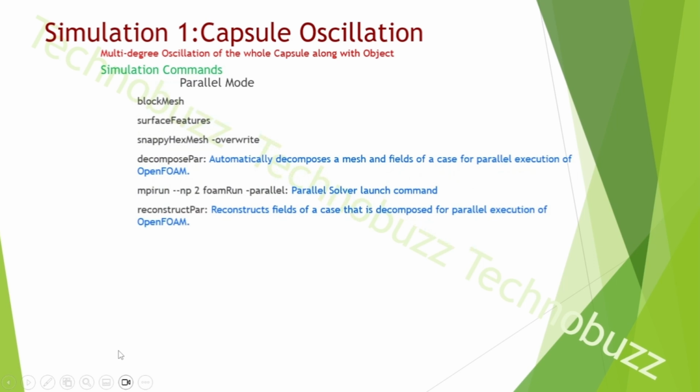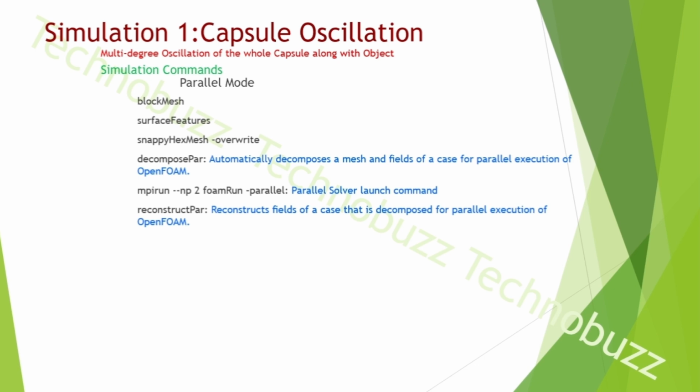So in parallel mode, these are the commands. The first three commands are similar. Then we use the decomposePar command. This command automatically decomposes a mesh and fields of a case for parallel execution of OpenFOAM. Then we use the mpirun command to launch the case with two or more processes. Finally, once the simulations are completed, we use the reconstructPar command. This command reconstructs fields of a case that is decomposed for parallel execution of OpenFOAM.